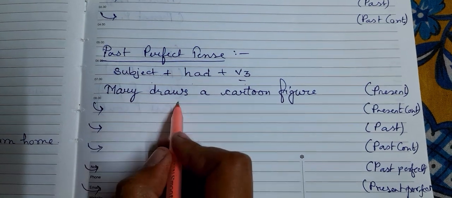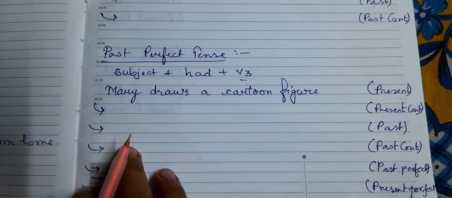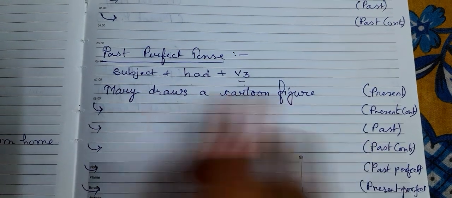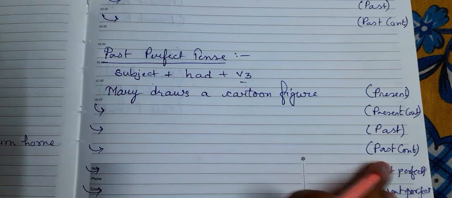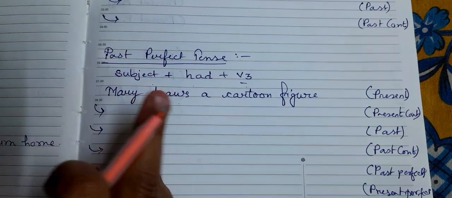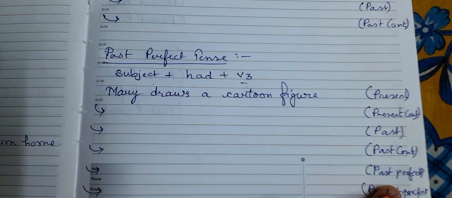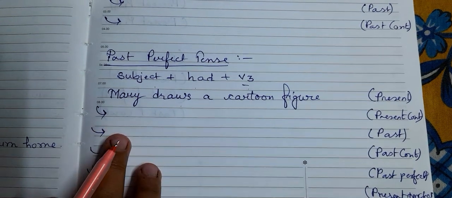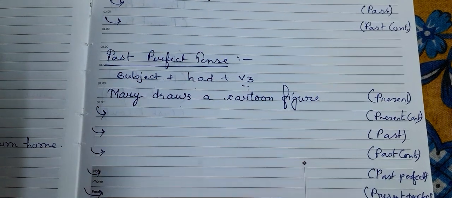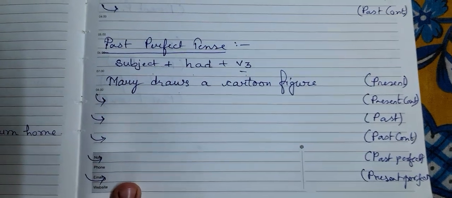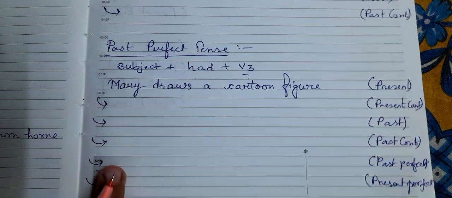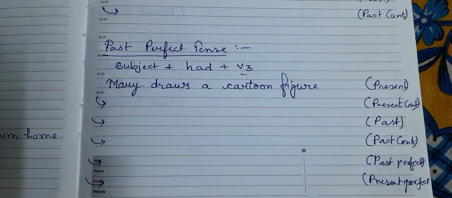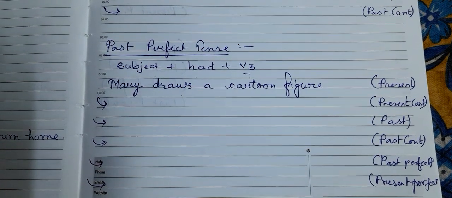Suppose Mary draws a cartoon figure. It is in the present tense. What would be the present continuous form? Mary is drawing a cartoon figure. What would be the past tense of it? Mary drew a cartoon figure. The past continuous form? Mary was drawing a cartoon figure. What would be the past perfect tense? The one that we are doing. First, can we say what is the present perfect tense? Mary has drawn a cartoon figure. That would be the present perfect tense. And what would be the past? Mary had. So the has will become had. Mary had drawn a cartoon figure. See, that's how we would be solving it.